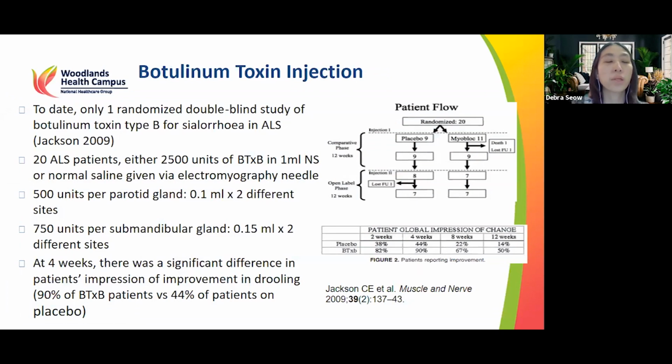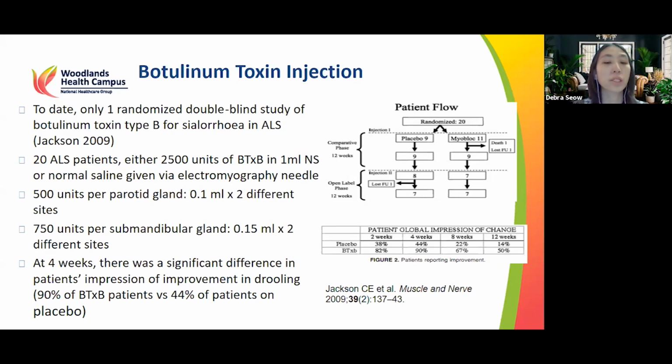So to date, only one randomized double-blind study of Botox B for sialorrhea in ALS by Jackson et al. in 2009 was done. So 20 ALS patients were looked at, and given either 2,500 units of BTXB in 1 ml normal saline or normal saline, given via the electromyography needle. There will be 500 units per parotid gland, which means 0.1 mL or 250 units in 2 different sites of the gland. And then there will be 750 units per submandibular gland.